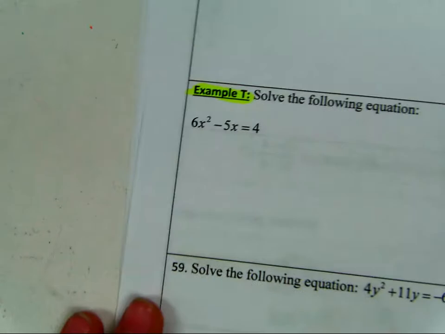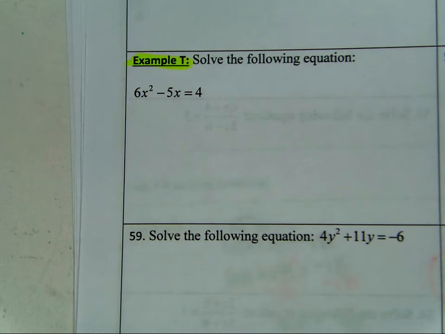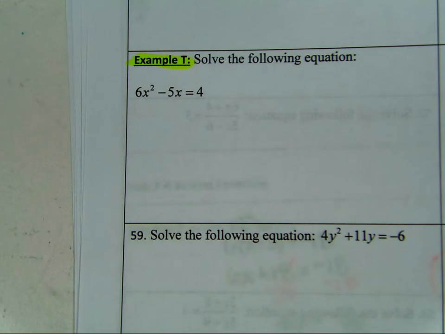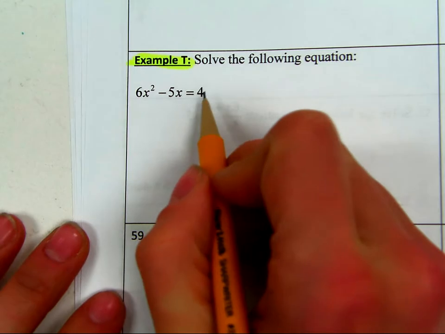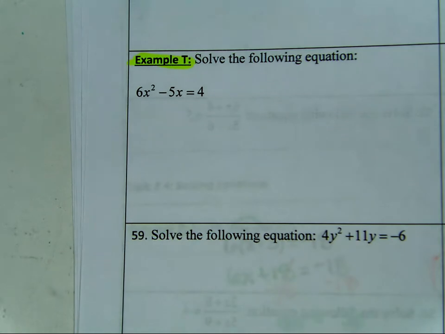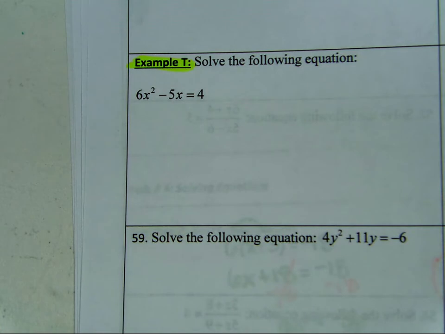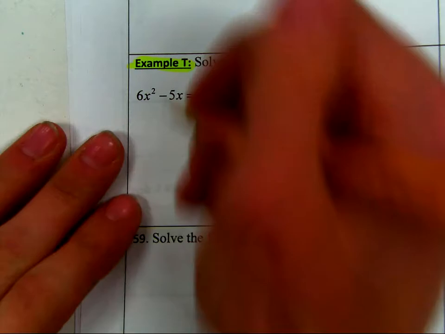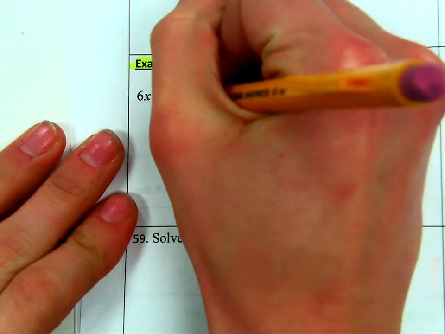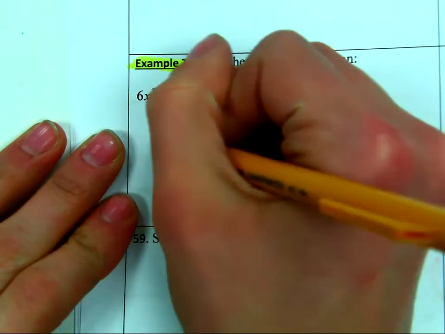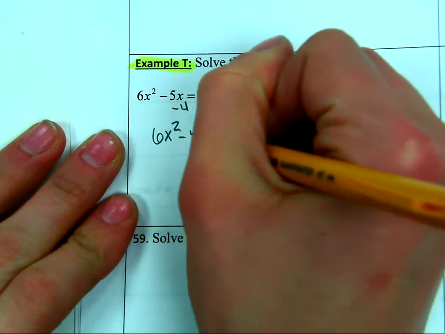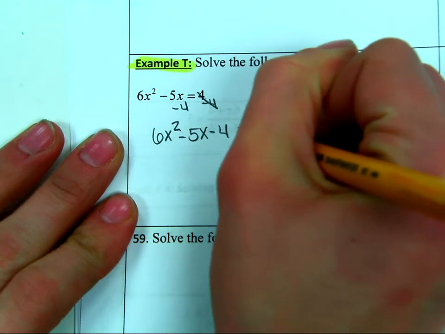Last example for solving equations is example T. This one looks similar to the last one, but the last one was nice because it was equal to 0. So when you want to solve an equation like this, I would try to move all the terms to one side of the equation so one side has a 0. So probably the easiest thing to do is to just subtract this 4 to the other side. So we end up with 6x squared minus 5x minus 4 equals 0.